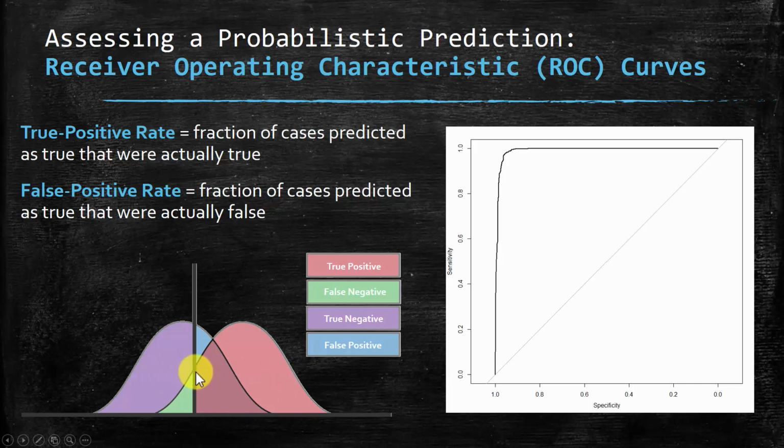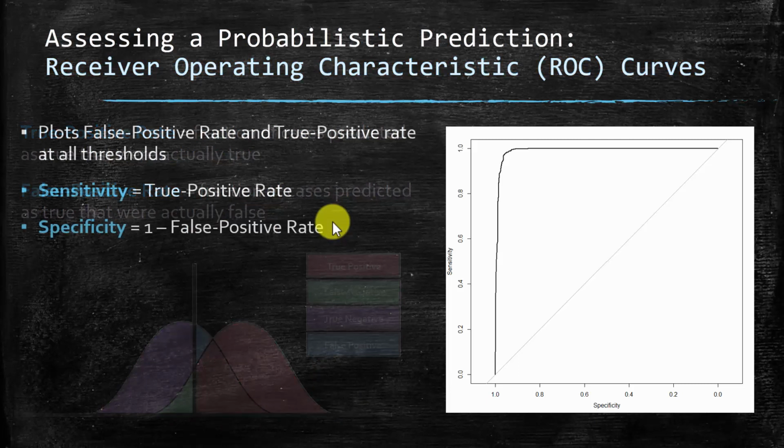So if we move this line over further, we're going to have a lower true positive rate, so on and so forth. So that's what makes probabilities kind of complicated, is that it's not just one threshold you're trying to compare. It's across this whole range, as if you shifted this probability back and forth. So how would these proportions change? Okay, so that's effectively what an ROC curve does.